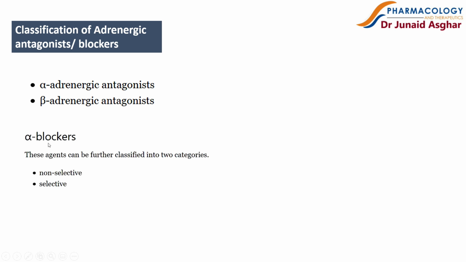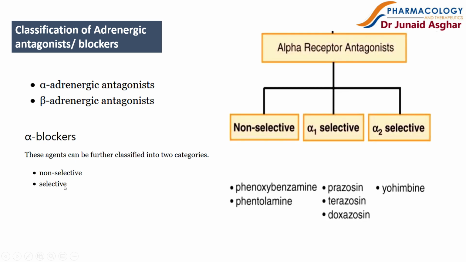Let's see what the alpha blockers are. These agents can be further subdivided into these categories: non-selective and selective. And as you know, the selective blockers will block only a single receptor. They will show preference towards blocking a single receptor, whereas non-selective blockers will block more than one receptor.